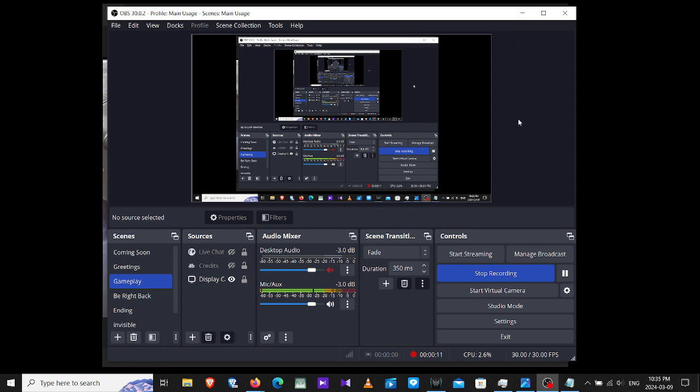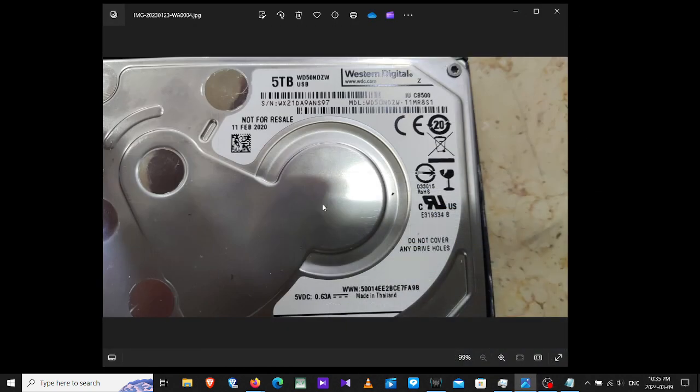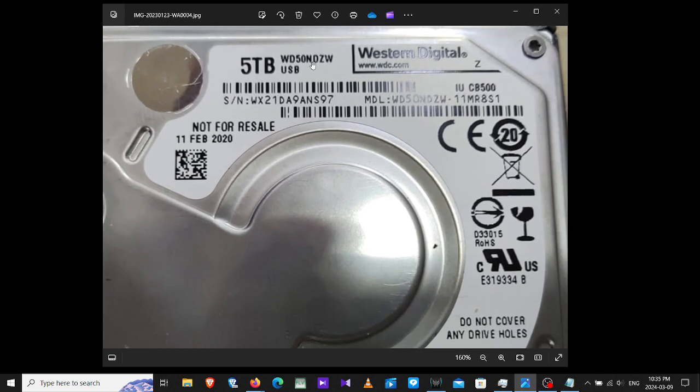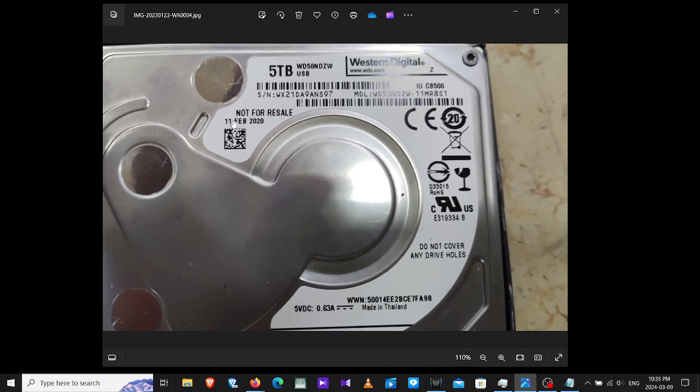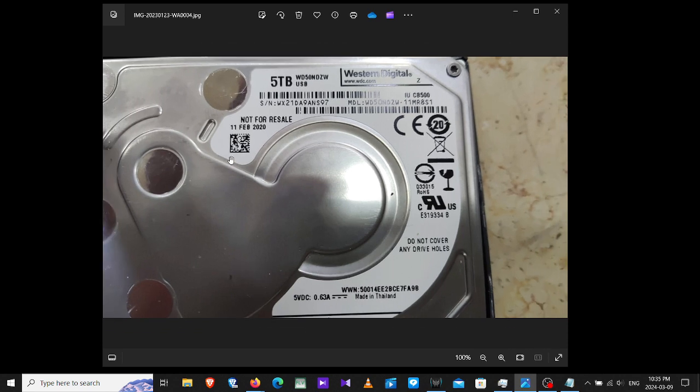I am having a problem with my external storage for backups, and I searched for some replacement parts and can't find them. So here is the situation. This is a motherboard of an HDD drive. This is a 5 terabyte hard disk from Western Digital. I purchased it on the 11th of February, 2020. And this thing here broke on me.